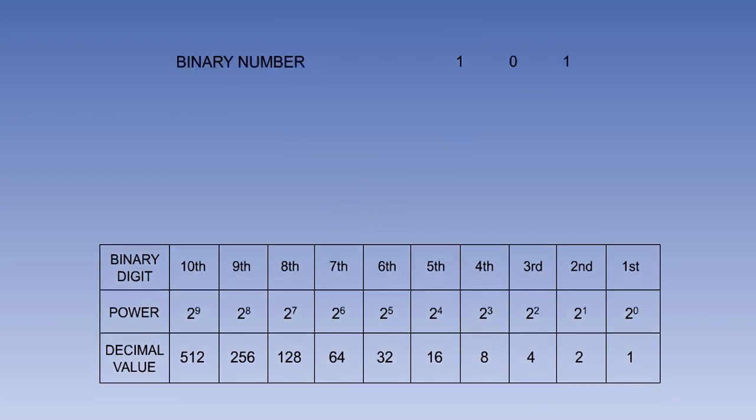A binary number can be converted to its decimal equivalent by adding together the decimal value of each of its digits. We will use this table to convert a binary number of 101 to decimal. The 1 on the right represents 1 times 2 to the power 0, or 1 times 1, which is 1. The 0 in the middle represents 0 times 2 to the power 1, or 0 times 2, which is 0. The 1 on the left indicates there is 1 times 2 to the power 2, or 1 times 4, which is decimal value 4.